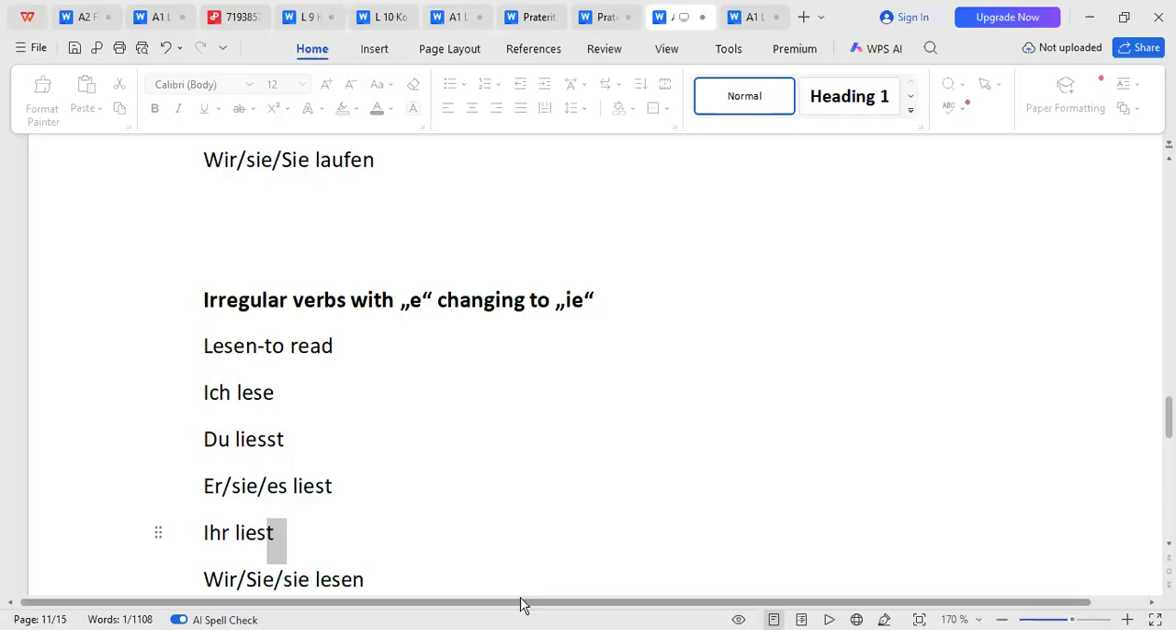Those are the rules. You know those verbs, the irregular verbs, the more you read German. The more you read them, the more you get to know them. Students, don't worry.